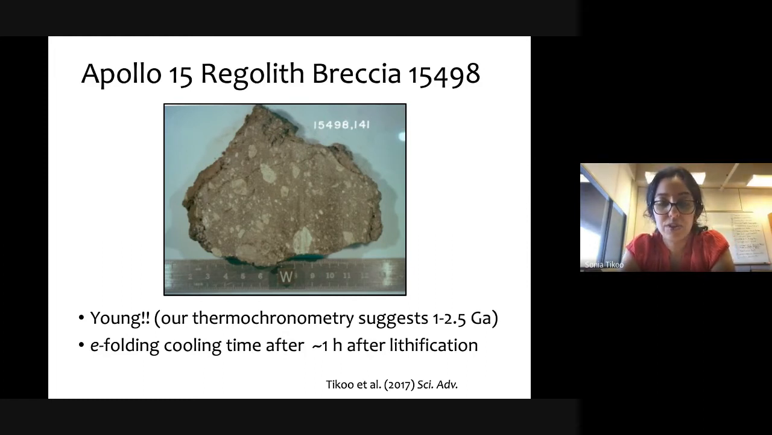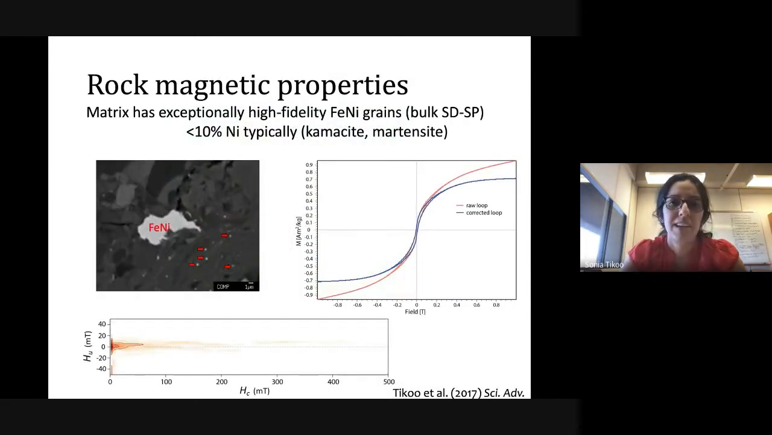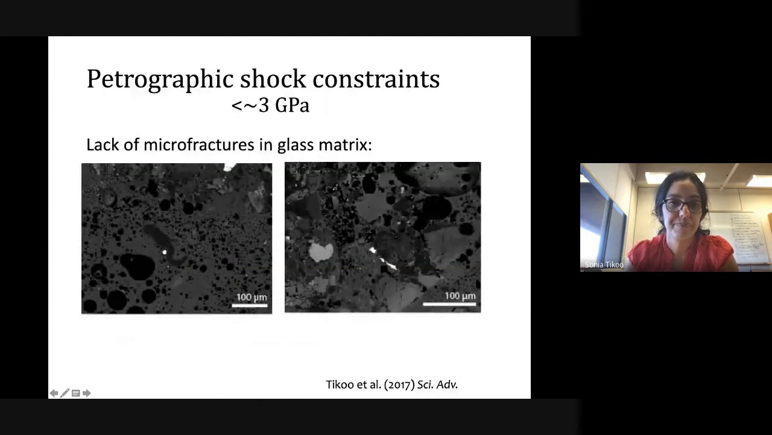And it cooled very rapidly, as evidenced by the presence of so much glass in the interior. So we think it cooled over a time scale of hours after it was initially lithified. And again, this rock has great magnetic recording properties. Here on the top half is a basalt clast in the rock, and you can see this big clunky iron nickel grain. But then in the amorphous glass portion that's adjacent to it, you see very, very fine iron nickel grains. And those are the really good magnetic recorders.